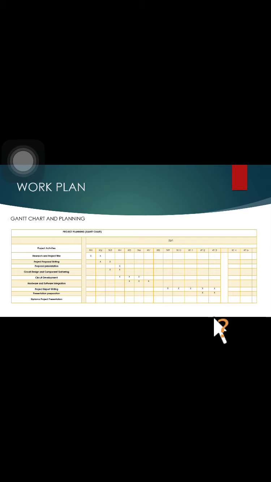Okay, this is the work plan where I put all my project activities in the Gantt chart. I started my project from week 1 until week 13.